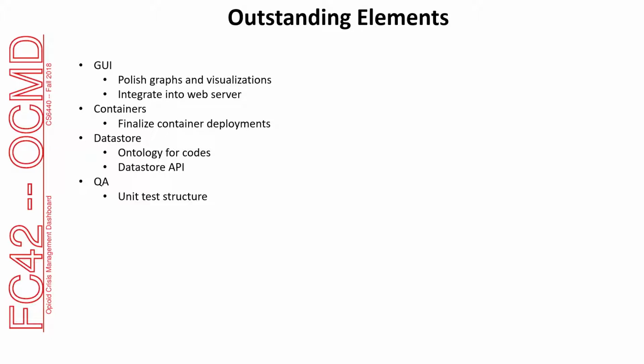Speaking of the data store, we currently do not have the ontology for codes ready. We'll need to compile or pull this so that the final grouping can happen for visualization purposes. The data store API also needs to be completed for full data loading into Redis. Lastly, there's the QA component, which we'll need to finalize and carry out a unit test structure for the project.